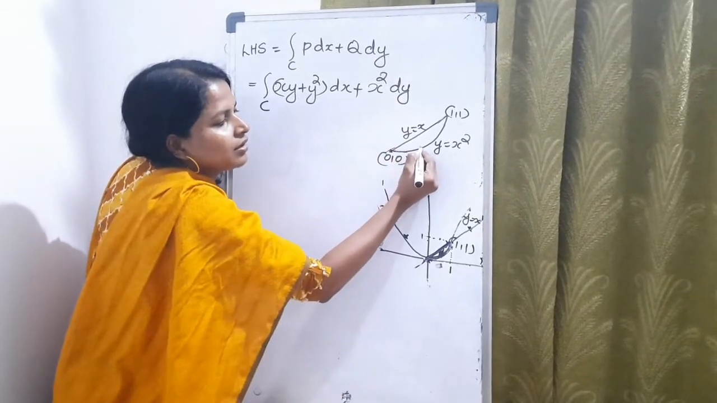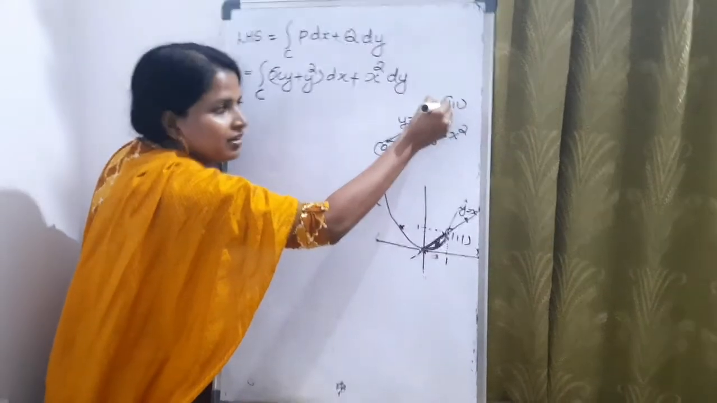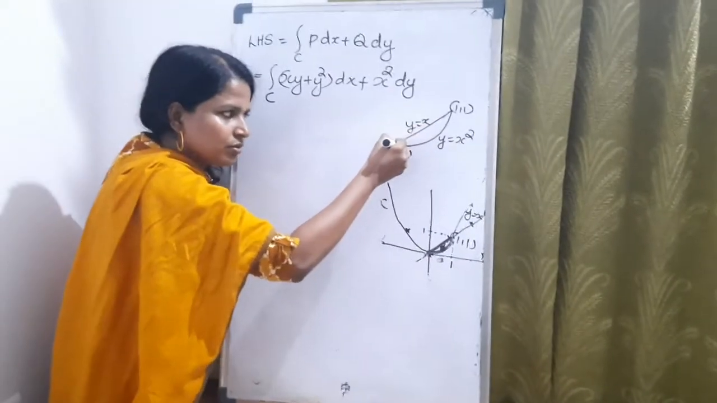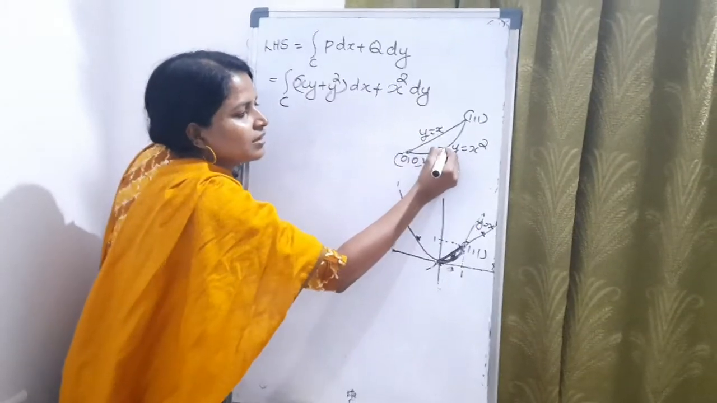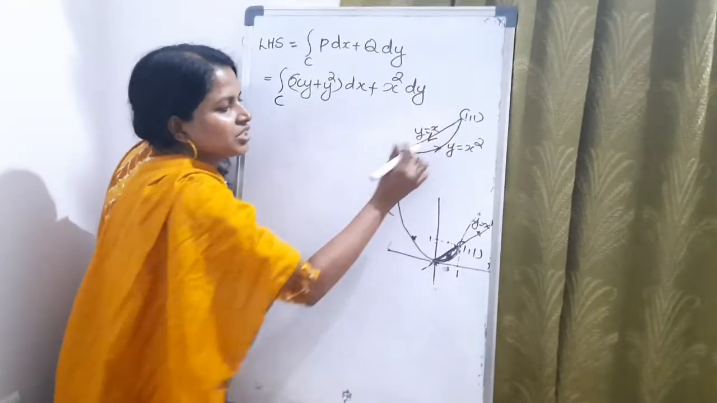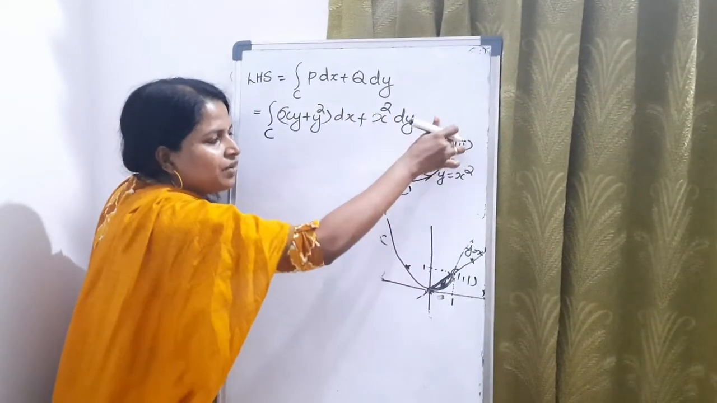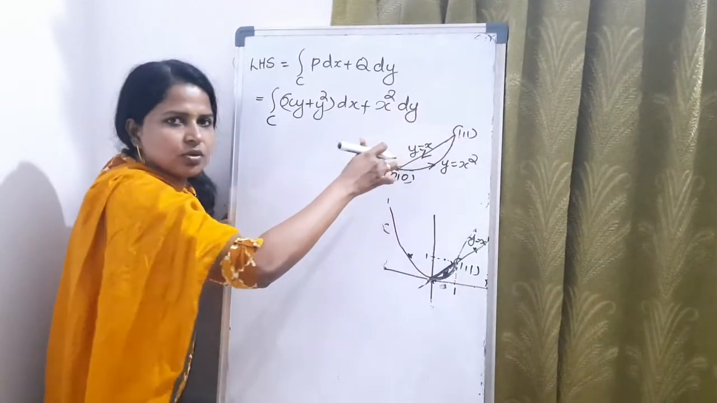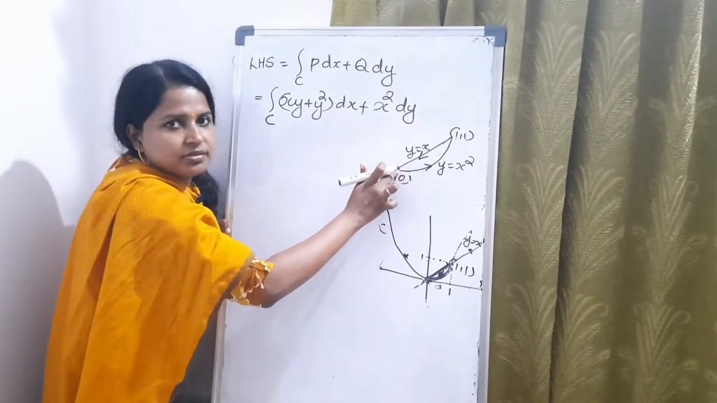Then travel through this parabola and this point (1, 1), then come to the origin (0, 0). That is the direction. This parabola is like this, and from here (1, 1) to (0, 0), we reach the origin.